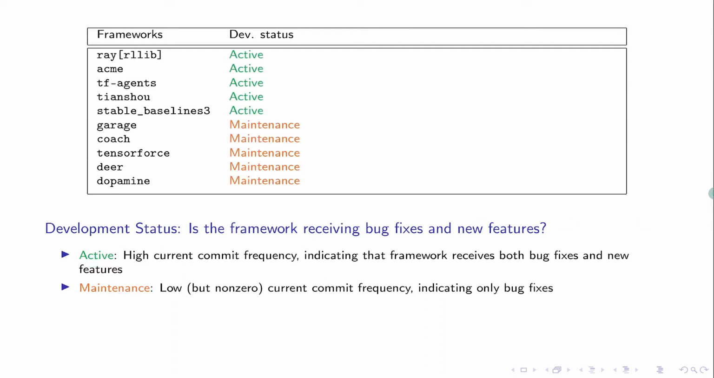And among the 10 frameworks in question, Ray Rllib, Acme, TF Agents, Tianshou, and Stable Baselines 3 seem to be actively developed. The rest are in maintenance. I have deliberately not listed frameworks that are no longer receiving bug fixes because they're abandoned and dead and probably do not have any future.